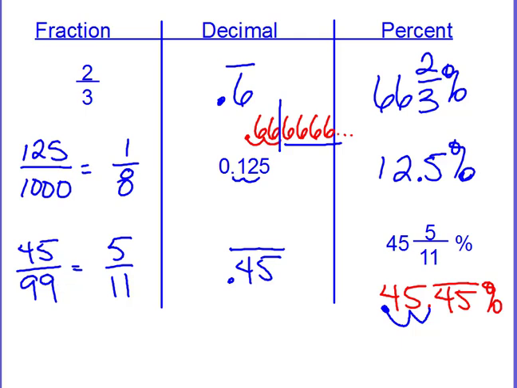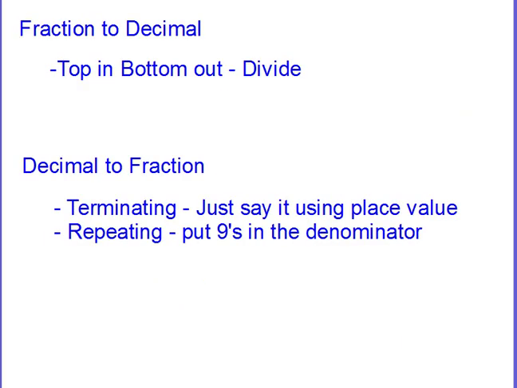So let's review real fast. How do we change a fraction to a decimal? Top in, bottom out, and divide. All we do is divide. So how do we change a decimal to a fraction? Well, we have 2 types of decimals we have to work with. We have a terminating decimal, which all we have to do is say it correctly using place value. That is it. If it's a repeating decimal or repeating digits, we put 9s in the denominator. Put the decimal in the top, 9s in the bottom. Okay, and then simplify, of course.